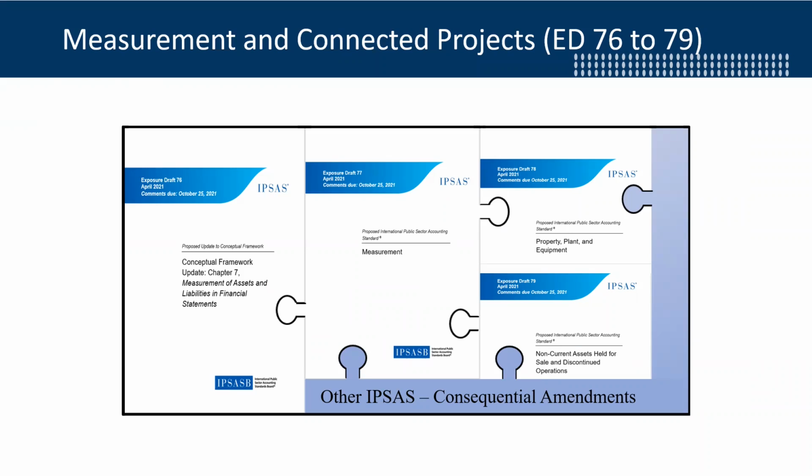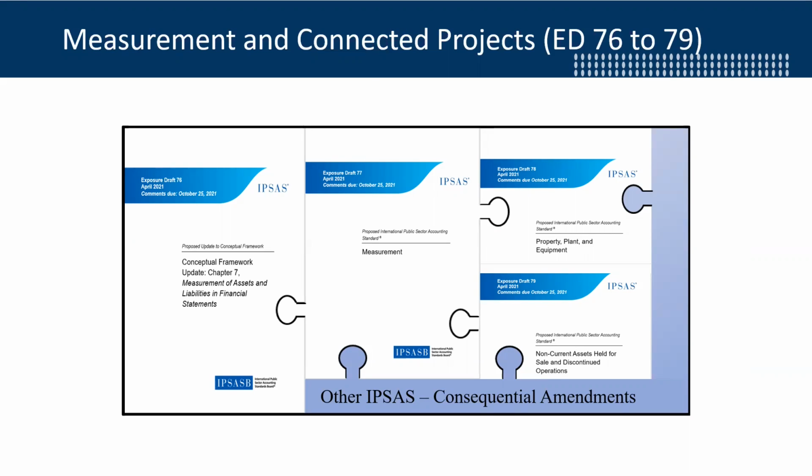Starting on the far left, we have Exposure Draft 76, updates to the conceptual framework. And this exposure draft proposes changes and updates to Chapter 7 of the conceptual framework, which focuses on measurement. The focus of these updates is to better align the conceptual framework with proposals in ED 77 measurement and the IPSAS suite of standards in general. In the middle, we have Exposure Draft 77 measurement. The purpose of this exposure draft is to better provide constituents the ability to apply the measurement bases that are commonly applied in IPSAS in practice. So as a result, what this exposure draft does is provide a significant amount of guidance on how to apply the measurement bases in practice.